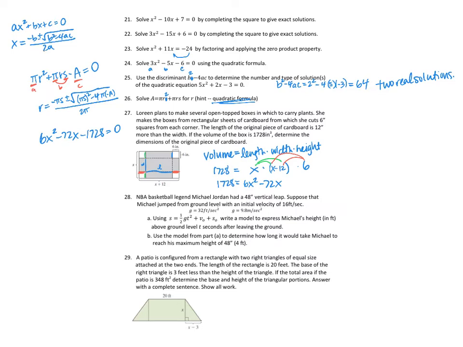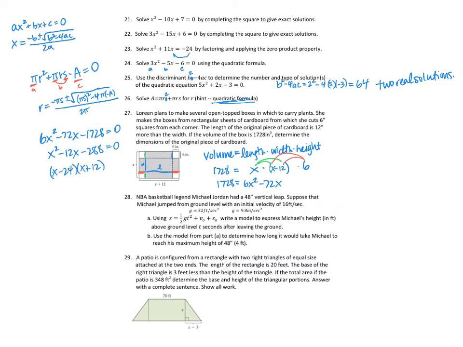So if I divide everything by 6, I get x squared minus 12x minus 288 equals 0. So I need factors of 288. It looks like 288 is 12 times 24, so I can actually factor this. x minus 24, x plus 12.